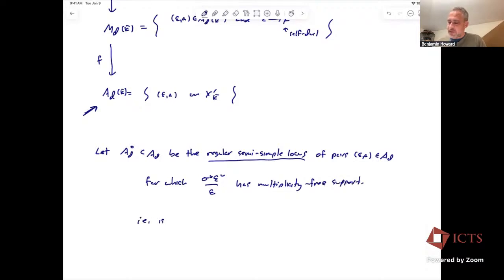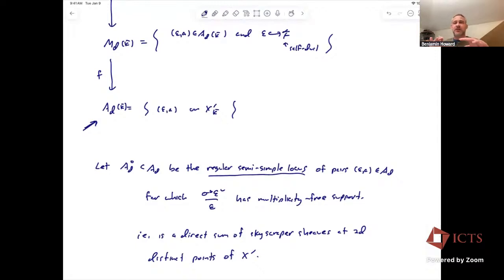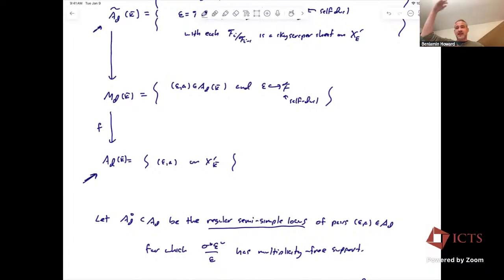i.e. is a direct sum of skyscraper sheaves at 2D distinct points of X prime. And I claim over this regular semi-simple locus, we can understand very explicitly what this Hitchin space M is and this AD tilde above it.